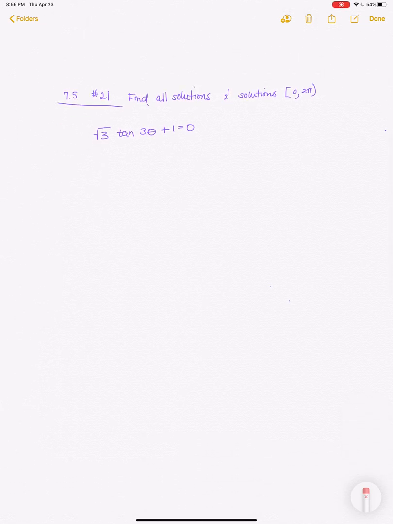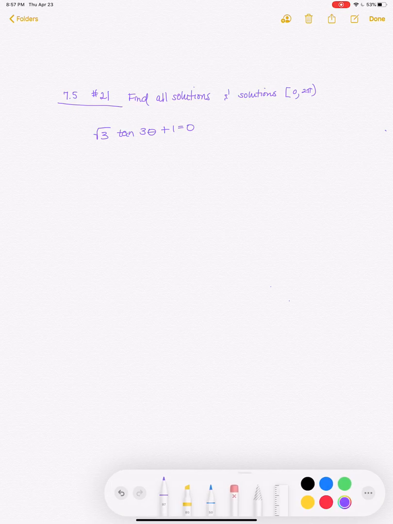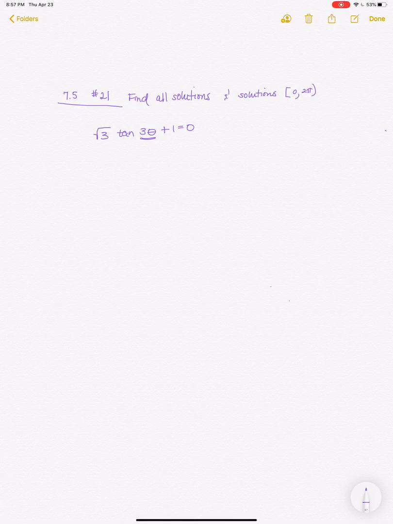All right, I want to do number 21 in 7.5, and it says to find all solutions, and then instead of specific solutions, it asks you to find all the solutions between 0 and 2 pi. So I want to do one of these as well. So the problem is the square root of 3 times the tangent of 3 theta. This is a multiple of an angle because I've got 3 theta in there, plus 1 equals 0.